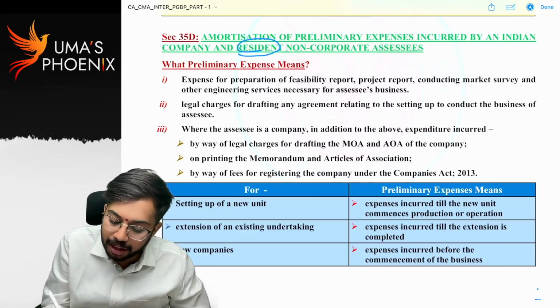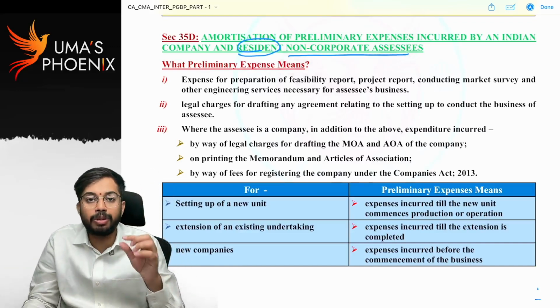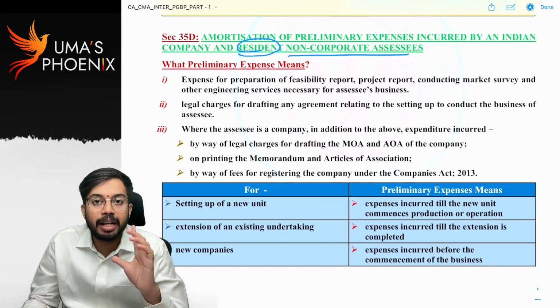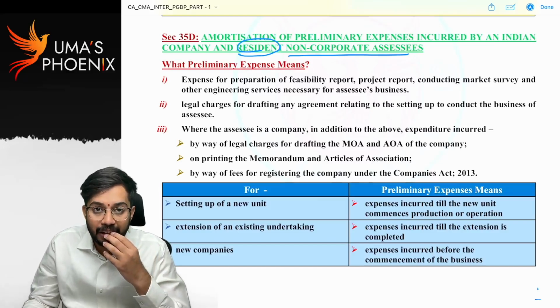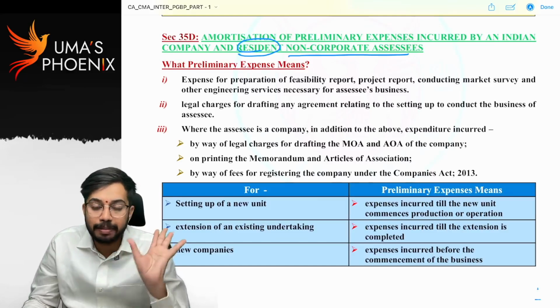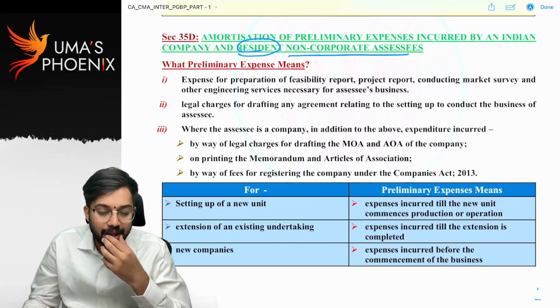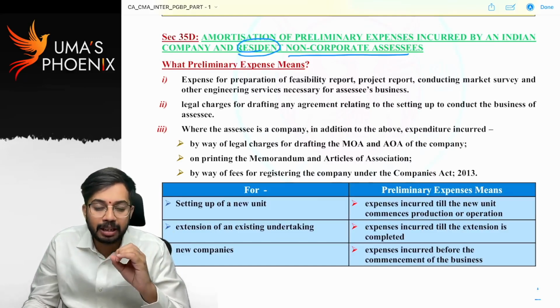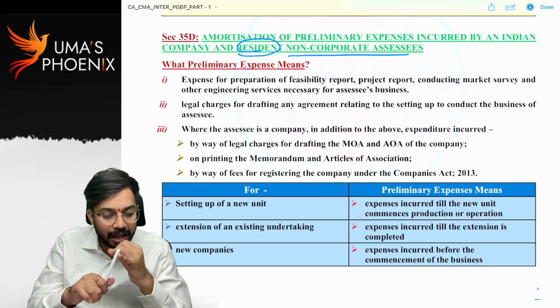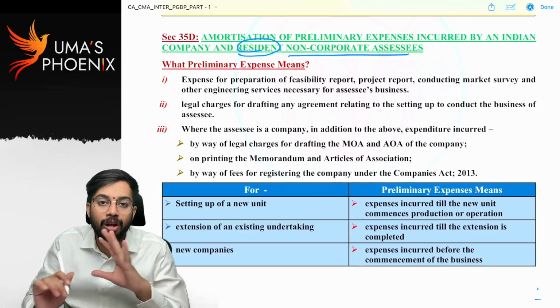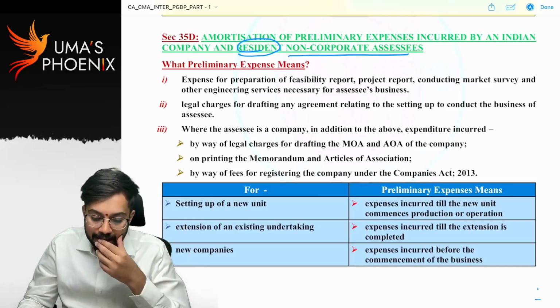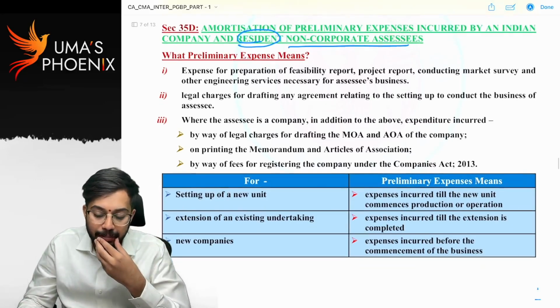For resident non-corporate SSC, that means only for residents, preliminary expenditure is allowed as deduction. For non-residents, preliminary expenditure is not allowed as deduction. So deduction for preliminary expenses is allowed for either Indian companies or resident non-corporate SSCs, only for residents. Sir, what does preliminary expenditure mean?